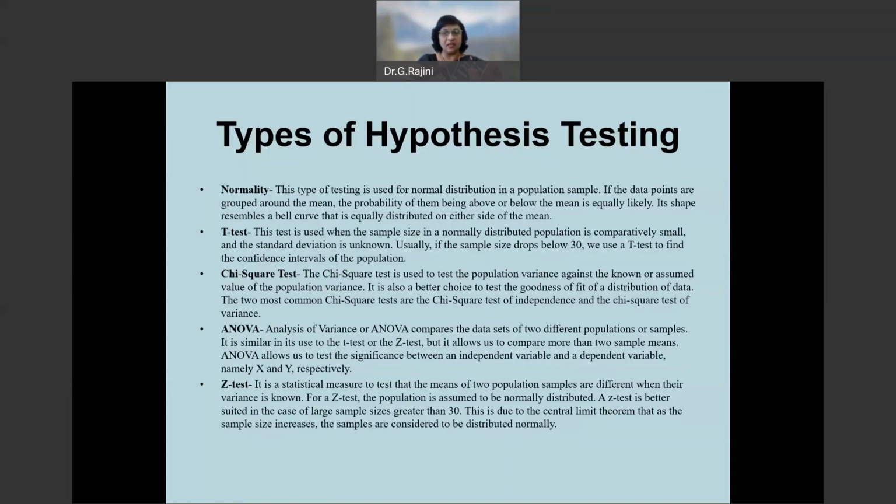Then we have the z-test. It is a statistical measure to test whether the means of two population samples are different when their variance is known. For a z-test, the population is assumed to be normally distributed. A z-test is better suited for large samples, when it is more than 30. This is due to the central limit theorem: as the sample size increases, the samples are considered to be normally distributed.